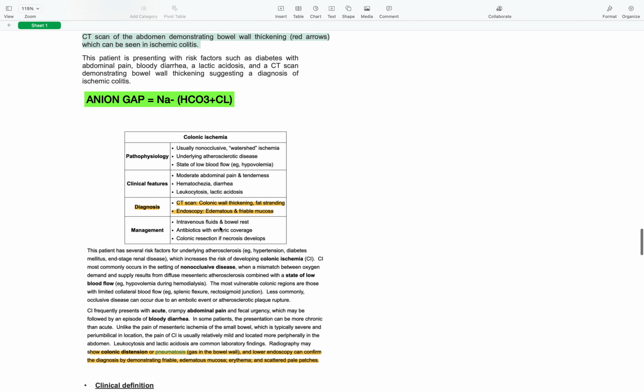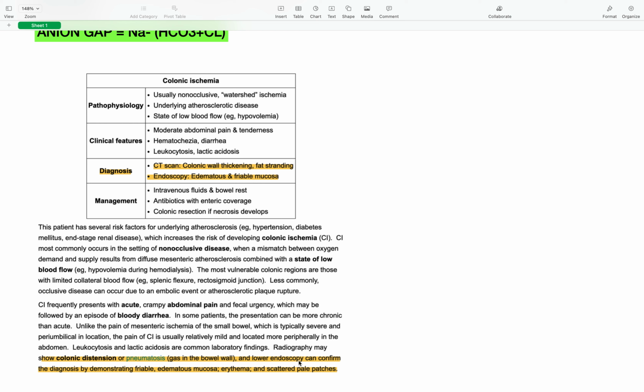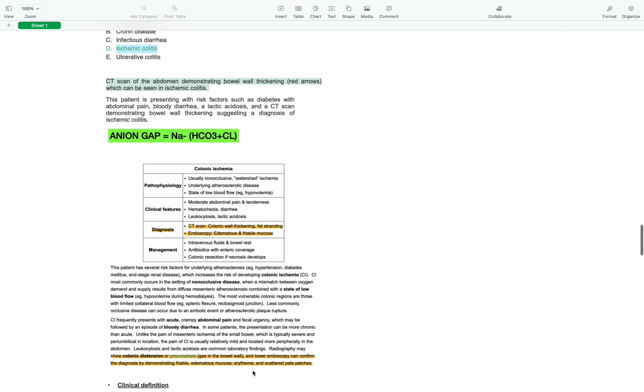All right. In addition, if you do a chest X-ray or abdominal X-ray, it will show colonic distension or pneumatosis, or gas in the bowel wall. All right, this is another finding in bowel obstruction, and a lower endoscopy can confirm the diagnosis. All right, so that was colonic ischemia.